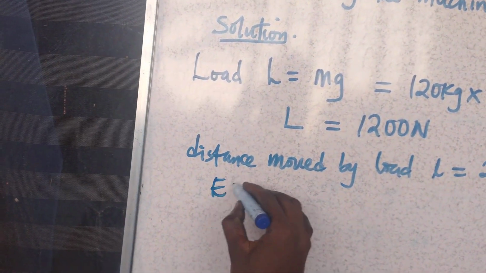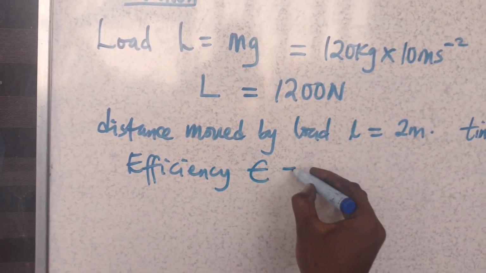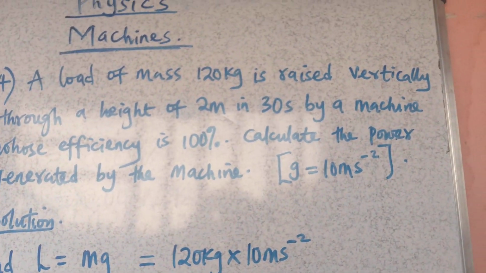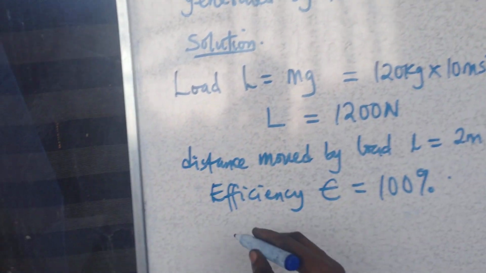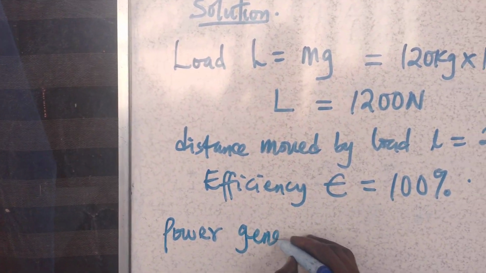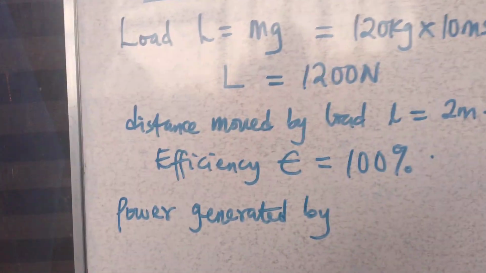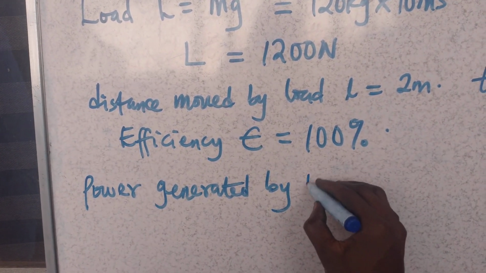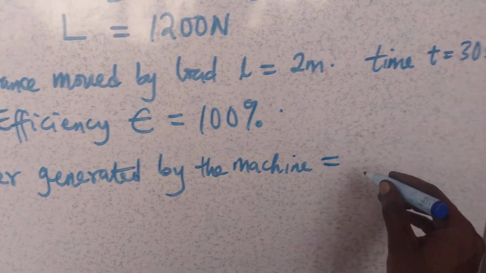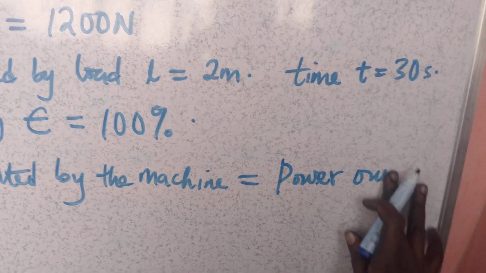So the efficiency of the machine is 100%. Okay, calculate the power generated by the machine. The power generated by the machine is equal to the power output of the machine.